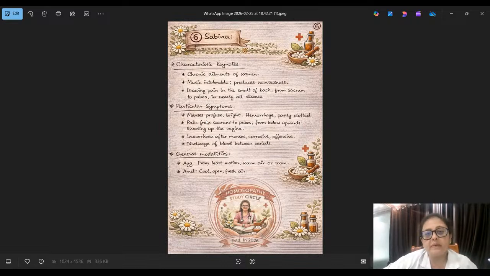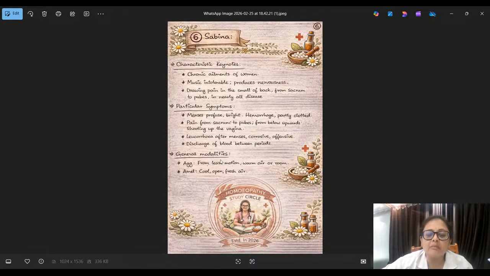Next, particular symptoms. Menses profuse, bright, hemorrhage partly clotted. That is, the menses is partly fluid, partly clotted. That is, partly bloody, partly clotted. Especially, she'll have bright red bleeding with dark clots. That is sabina. Pain from sacrum to pubis, from below upwards, shooting up the vagina. Leukorrhea after menses. It is offensive, corrosive, and offensive. It also causes burning. Discharge of blood between periods. One more remedy with discharge of blood between periods was phosphorus.